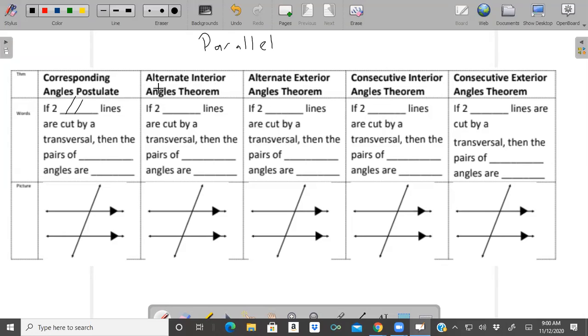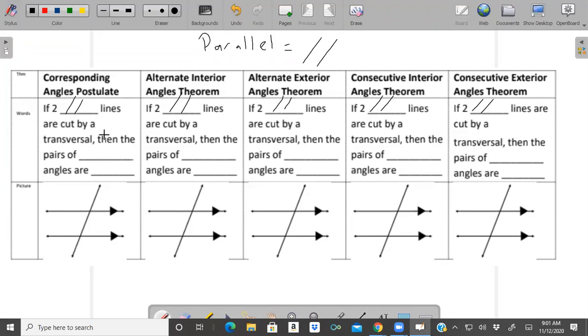If two parallel lines are cut by a transversal, every single one of these is going to mean the same thing. Now parallel, we denote it like this. You write two parallel lines in there, and that shows you that the two lines are parallel. So that just means that two lines are parallel to each other. This says if two parallel lines are cut by a transversal. That's exactly what you see here. Two parallel lines and then a transversal. Two parallel lines, transversal.